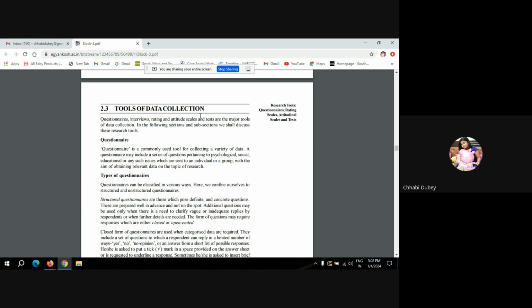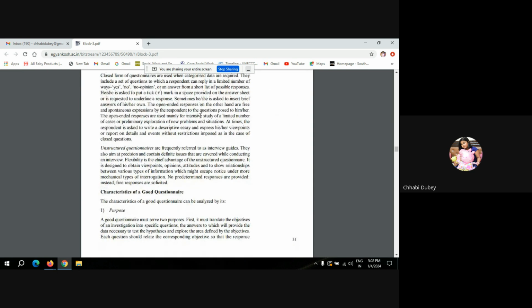A questionnaire can be classified as a structured questionnaire, okay, or an unstructured questionnaire. Within the structured questionnaire, there will be specific questions that are asked, which can be open-ended or closed-ended. Closed-ended means that specific choices are made available to the respondents, like yes, no, don't know. So that is known as closed-ended questions.